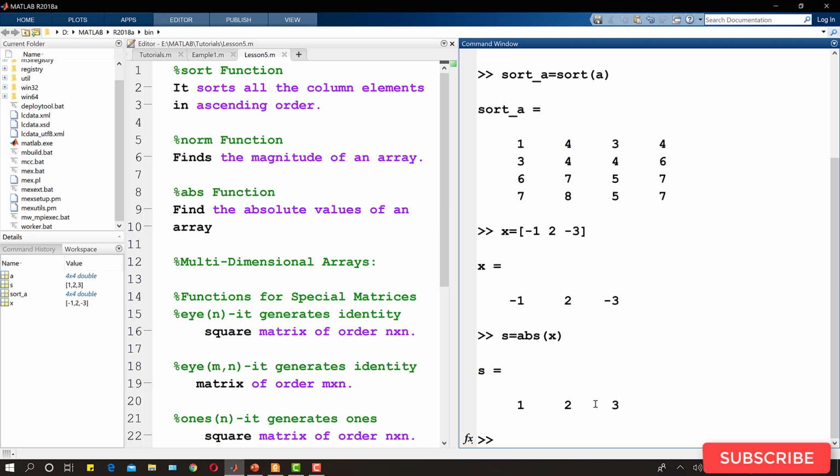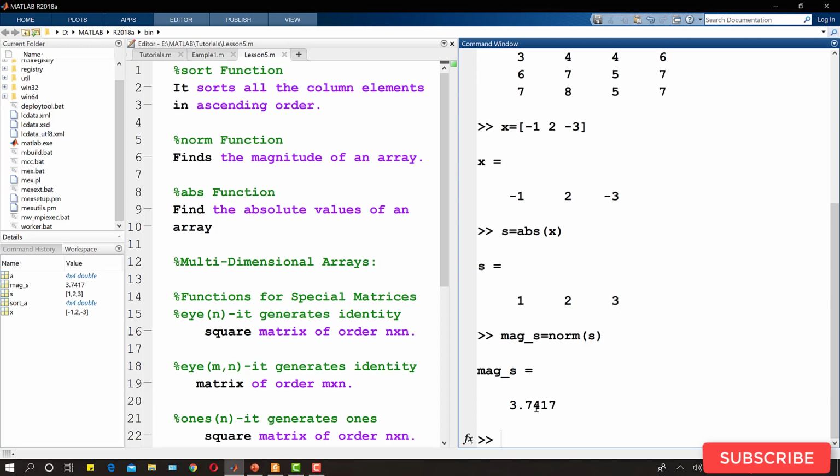Then there is another function in MATLAB, that is the norm function. If I want to find the magnitude of an array, let's suppose the magnitude of this S matrix. While studying physics, we have learned how to find the magnitude of an array or a vector. To find the magnitude of a vector in physics, we used to take the square of each element of an array and then sum all those elements. So let me do it. Let's suppose I write magnitude of S, it will be equal to norm of S.